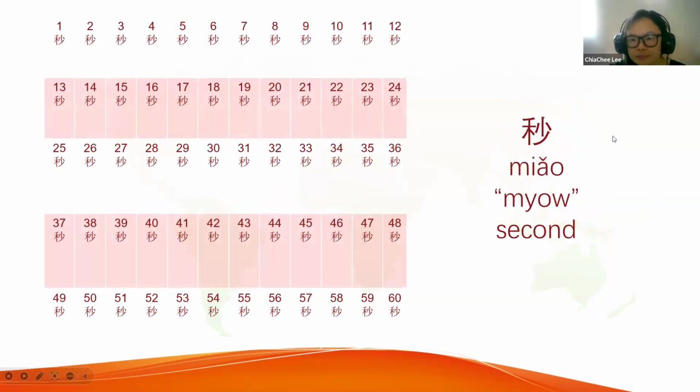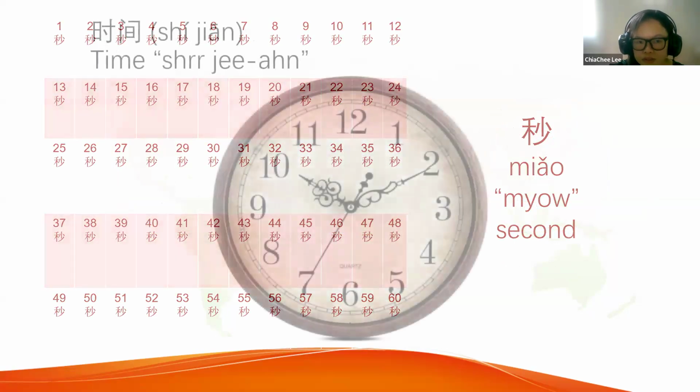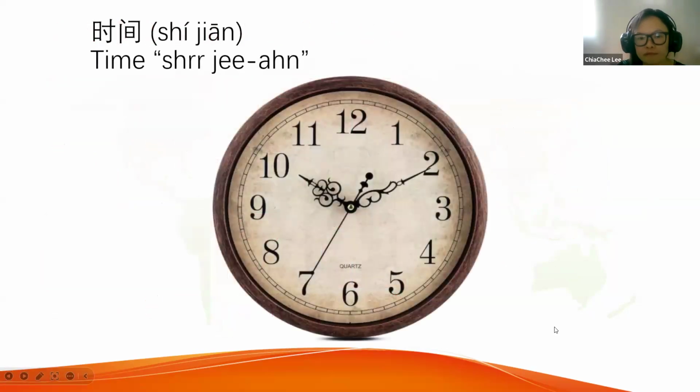Again, when we are using 秒, we just place the 秒 behind 1 up till 60. 1秒, 8秒, 10秒, 30秒, 60秒. It can be carried on. And you say 秒, I understand is second. With this in mind, we have a puzzle to solve.